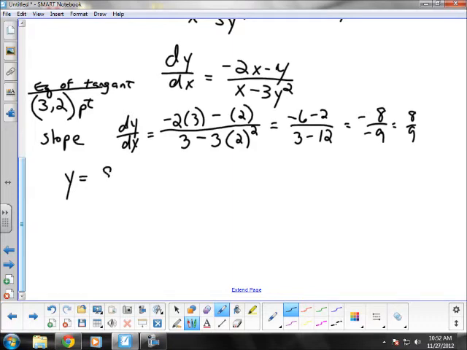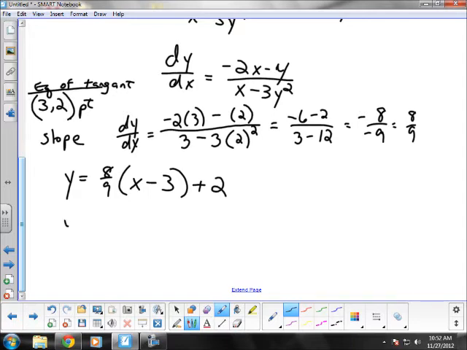So y is equal to 8 over 9 times x minus 3 plus 2. Putting it in the point slope form of equation.